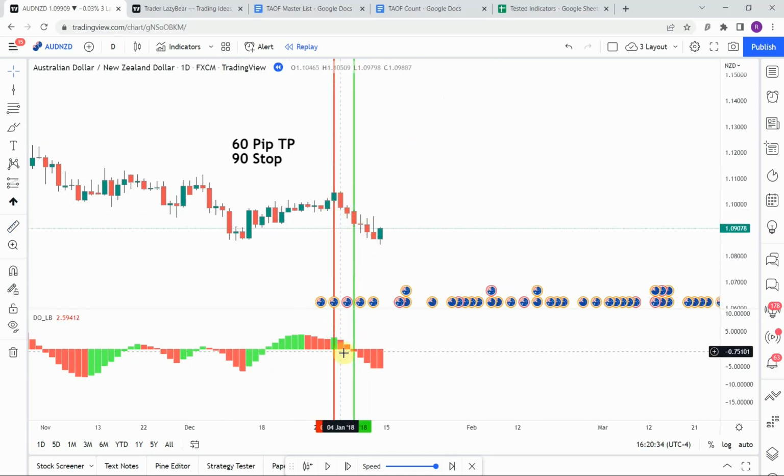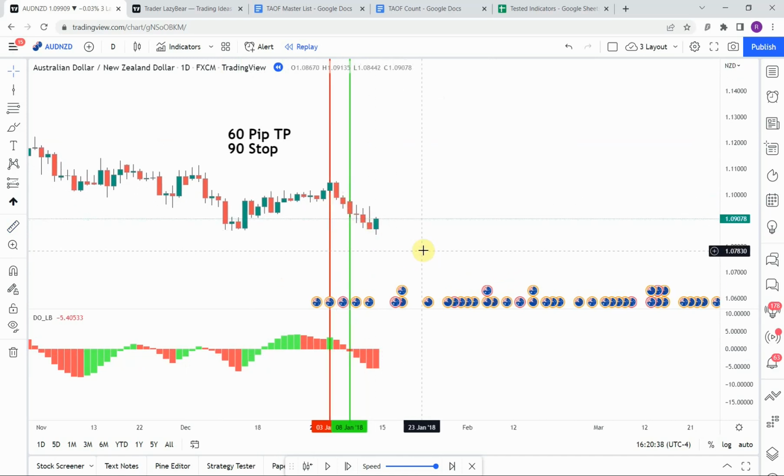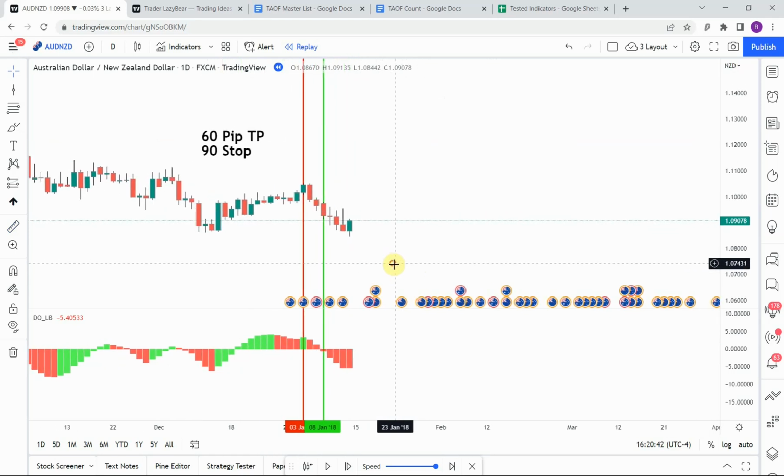But then we pick up a short right here. That short pushes down rather nicely there, enough to get us to a take profit anyways. So let's go ahead and continue on.